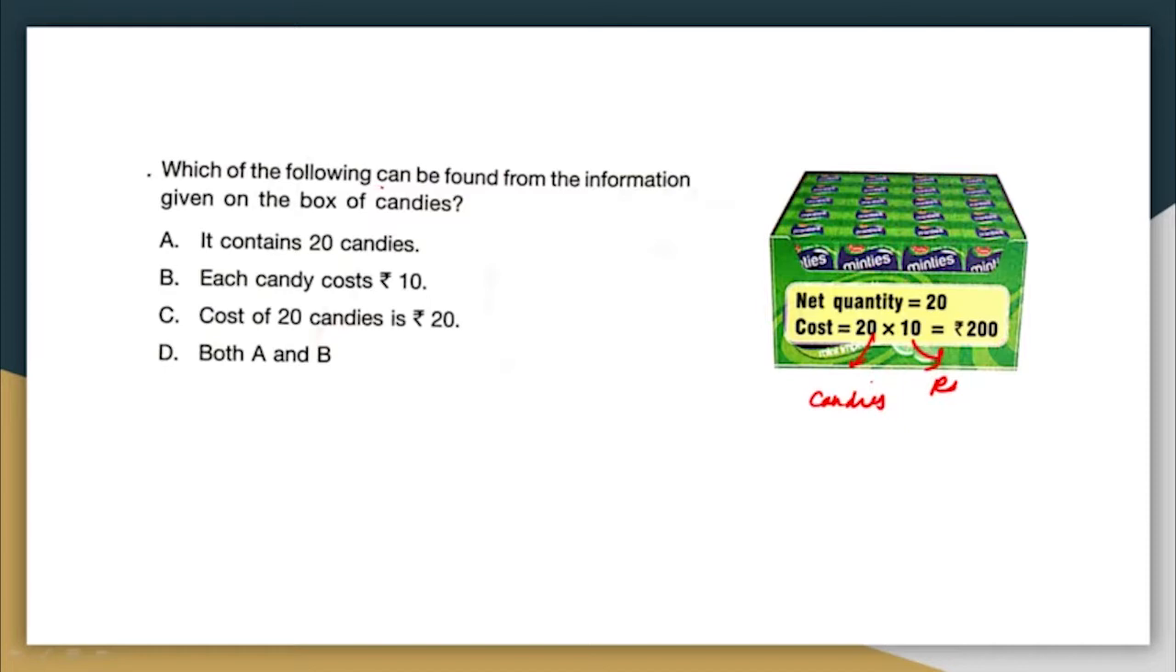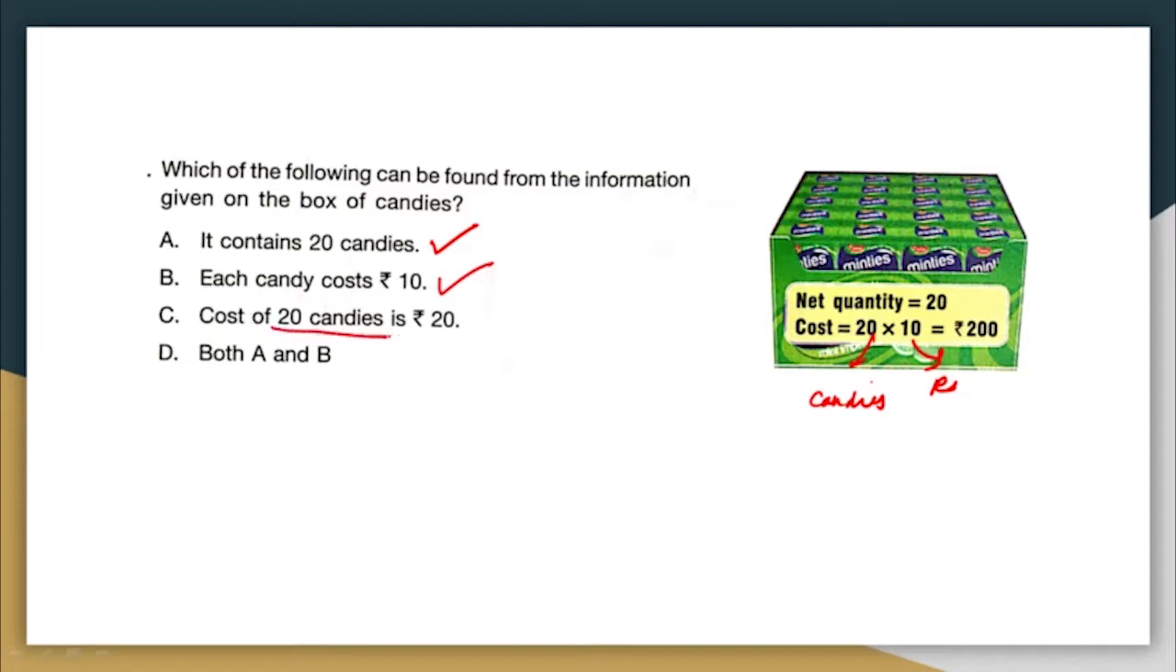Now, which of the following can be found from the information given? I can say it contains 20 candies. Yes, I can find that out, right? That's what I just said. And each candy costs 10 rupees. Definitely each candy costs 10 rupees. Cost of 20 candies is 20 rupees.